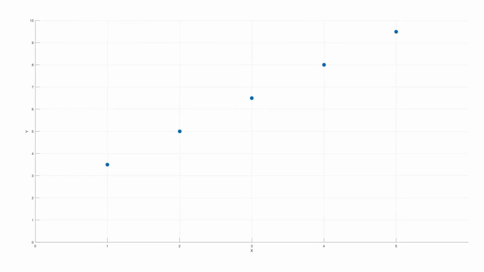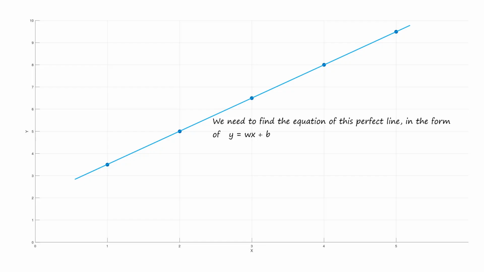Plot this. Just by visual observation, we can say it is following a beautiful, obedient straight line. We can join all these points with a straight line. Our aim is to find the equation of this perfect line. Find the perfect weight W and bias B of this model. Are you ready for this thrilling mystery solving?